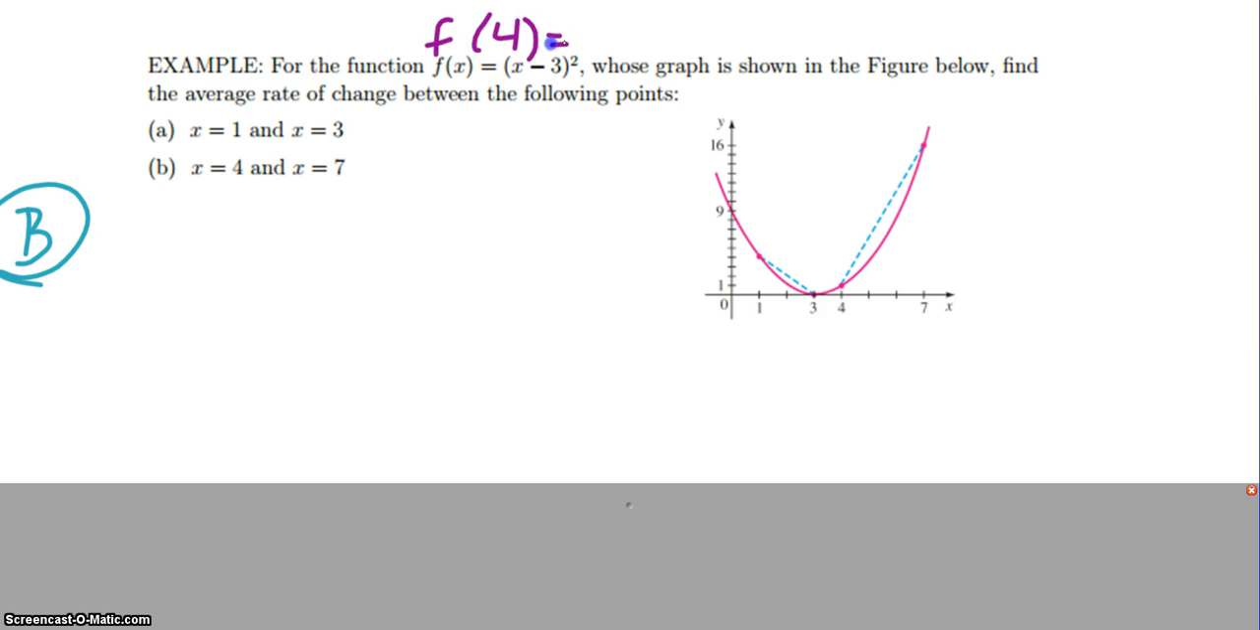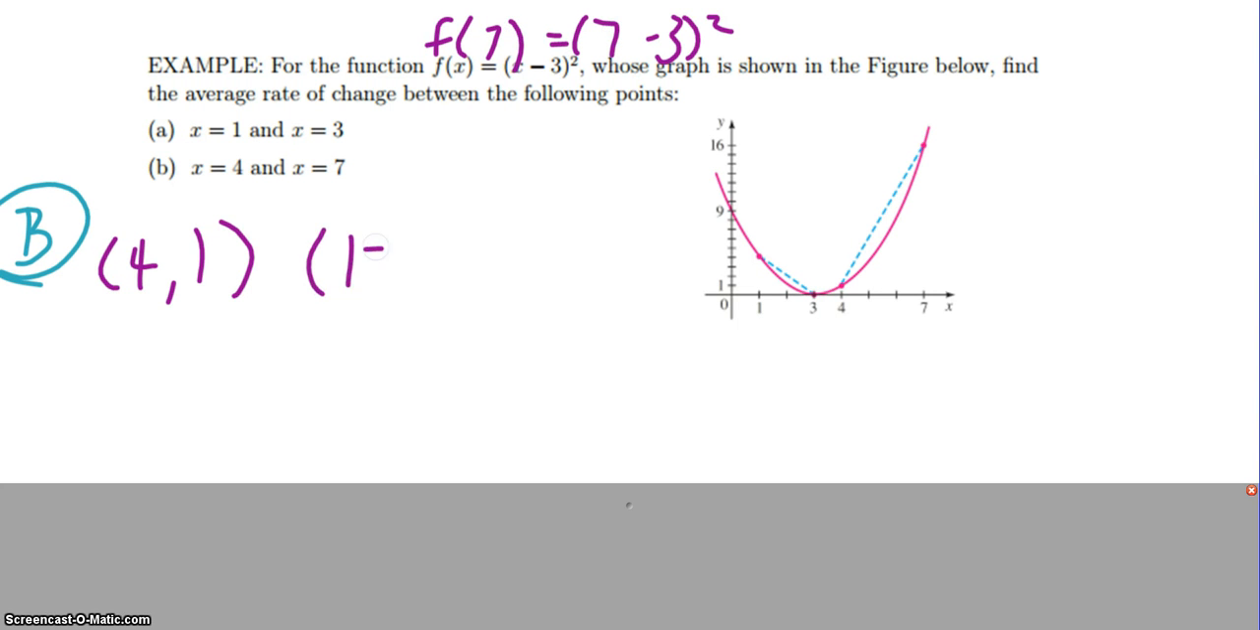X equals 4. I get y as 1. So 4 comma 1. Alright, so when I plug in 7, I'm going to get 16. So, whoops, I was about to write 16 first. 7 comma 16. Those are my 2 points, and I need to find the slope between them.